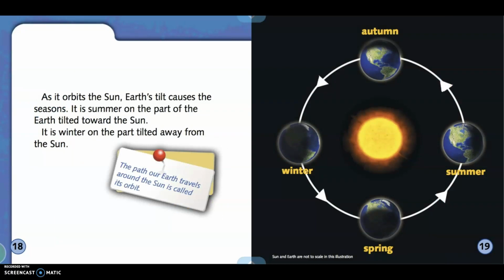As it orbits the sun, Earth's tilt causes the seasons. It is summer on the part of the Earth tilted toward the sun. It is winter on the part tilted away from the sun. The path our Earth travels around the sun is called its orbit. Autumn, winter, spring, summer.